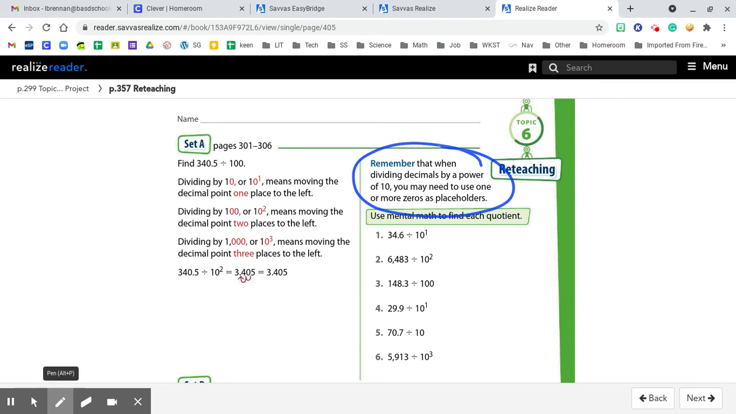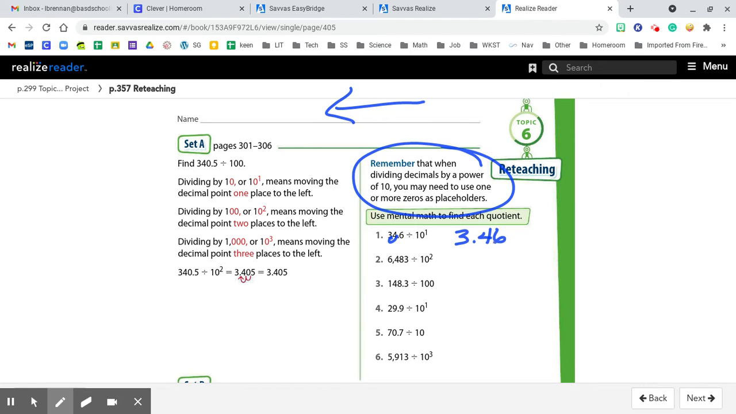So let's take our problems here. And remember, if we have exponents, we can turn them into numbers, or we can just use the exponent to help us remember that when we divide, we are moving the decimal to the left, and in the case of 10 to the first power, you're moving it one place value. So you would just move it right over and it would be 3.46.